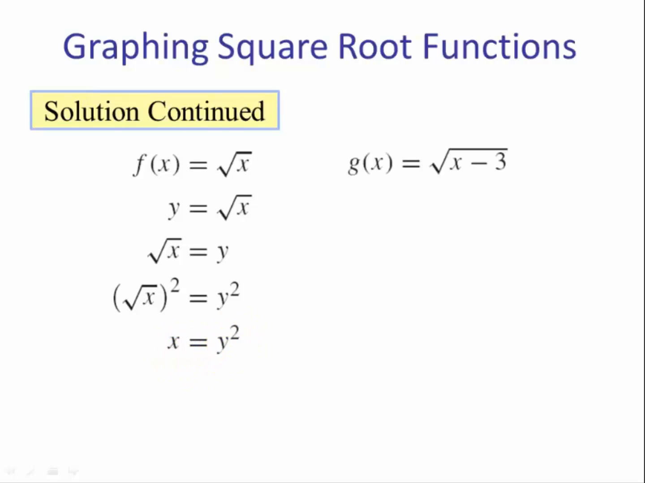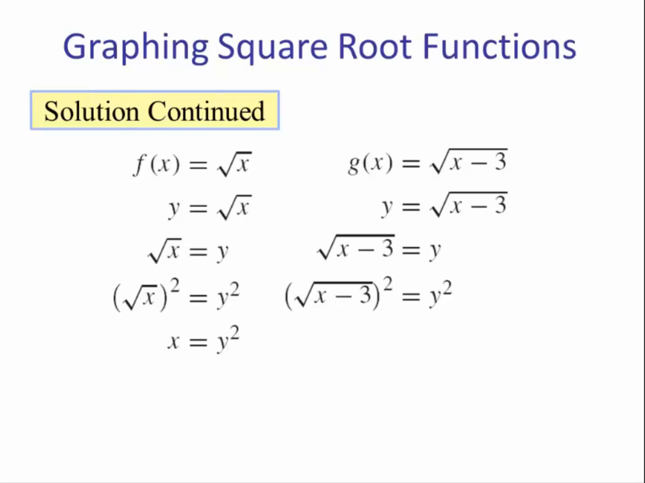If we think of g of x, we do the same thing. We square both sides. We get x minus 3 equals y squared. Solving for x, if we add 3 to both sides, we have x equals y squared plus 3. So when y equals 0, this expression becomes 3. When y is 1, y squared becomes 1, plus 3 is 4. So this tells us the x values have been increased by 3. Or we can think of it graphically as a translation 3 units to the right.